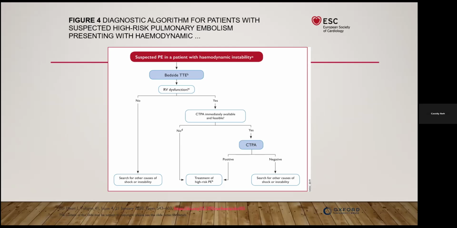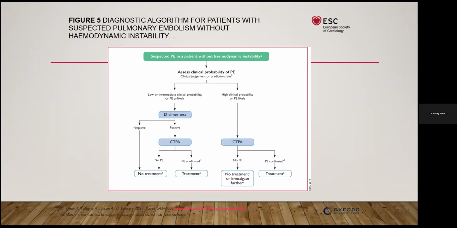Then if you do a CTPA and it's positive for PE, you treat the patient as such. If it's negative, you have to search for other causes of shock that are causing the instability in this patient. Also, if you check with your echo and there is no right ventricular dysfunction, then you have to search for other causes of shock in this patient.